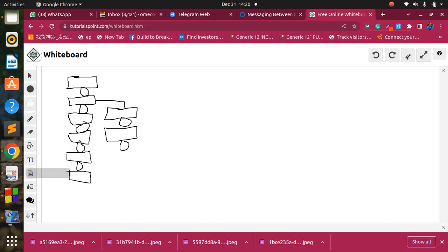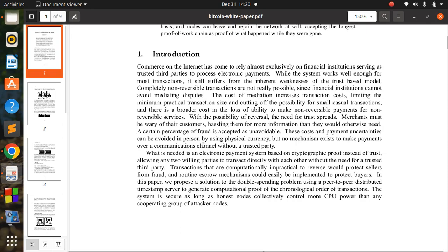So let's just go into more details now. Commerce on the internet has come to really rely almost exclusively on financial institutions, serving as trusted third parties to process electronic payments. You know this now. While the system works well enough for most transactions, it still suffers from the inherent weaknesses of the trust-based model. Remember that that's what blockchain aims at eliminating, this trusted third party.